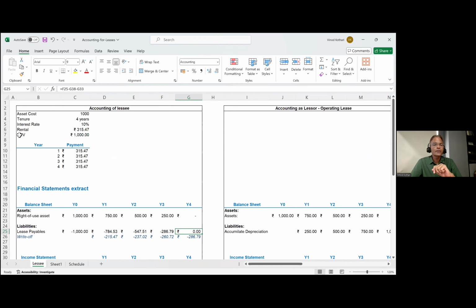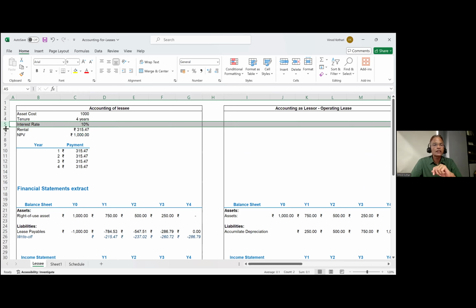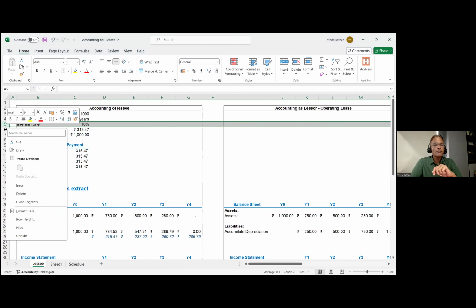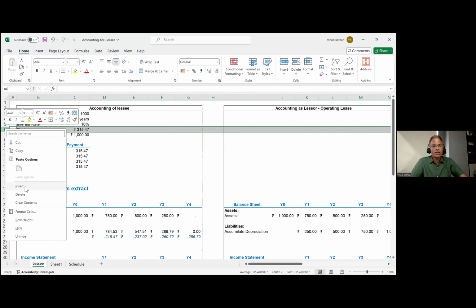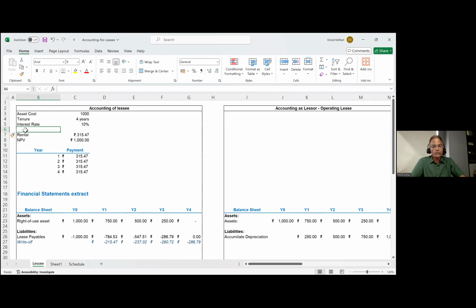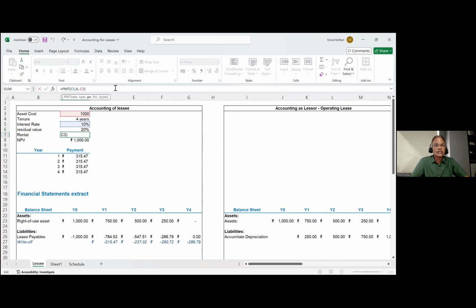I'll change the example. Assuming the lease is not full payout. Let's say there is a residual value too, say a residual value of 20%. Let's say the lessor prices himself so as to compute a 20% residual value, which means now the rental will come down to recover the remaining 80% portion only, and therefore rentals have come down to 272.